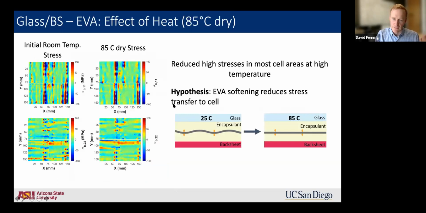If we look at the stresses, from deflection using mechanical modeling to move to stresses, the initial stress is heavily concentrated around those bus bars as mentioned previously. And as we go to 85°C, we actually see quite a bit lower stress around many of the bus bars. And so we see that the stress is actually reducing in most cell areas at this high temperature. And we hypothesize that this is arising due to the mechanical softening of the EVA encapsulant as we are raising the temperature to 85°C, where we are no longer able to really transfer stresses to the cell from this now kind of loosey-goosey encapsulant at 85°C.